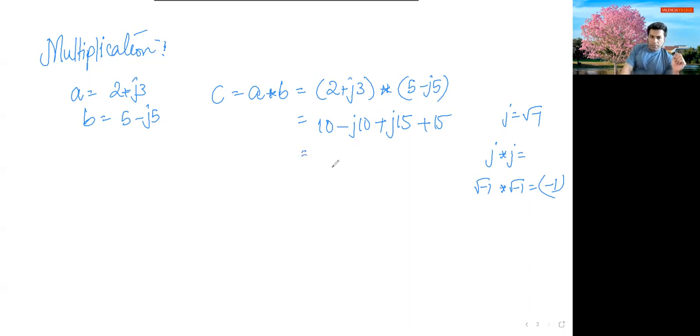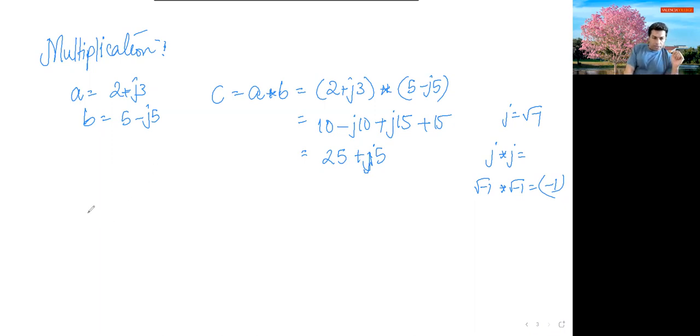And then you add or subtract real parts together and imaginary parts together. So 10 plus 15, 25. And 15 minus 10 is 5 plus j5. So that is going to be your final result.